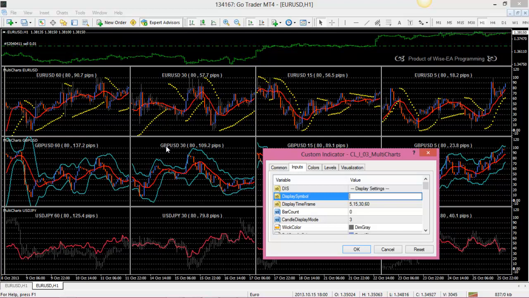But if I wanted to display GBPUSD, you must type in GBPUSD, and there's only one symbol allowed. That's why I attach this indicator 3 times to display different symbols. And here, display time frame. Remember, the key purpose of this indicator is to display multiple time frames. Here, you must type in what time frame you want. It doesn't have to be all 9 time frames. You can choose what you want.